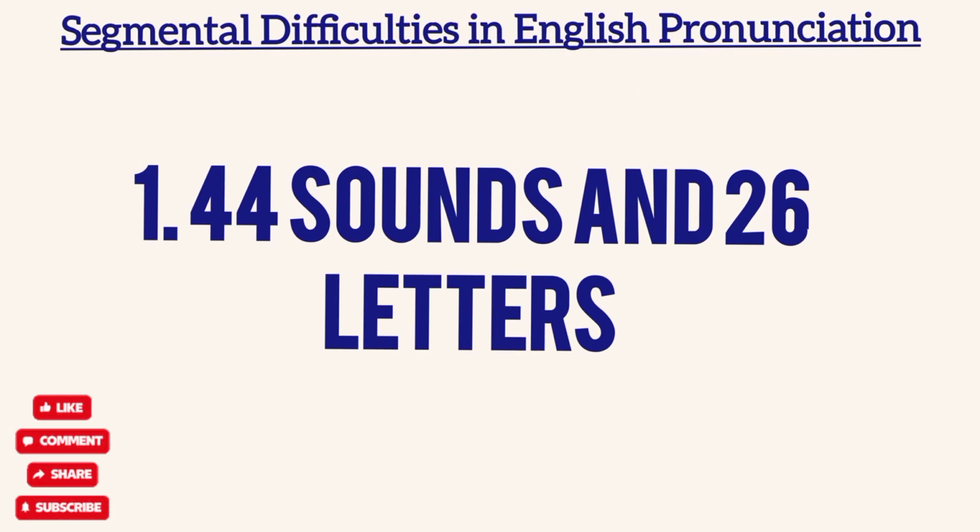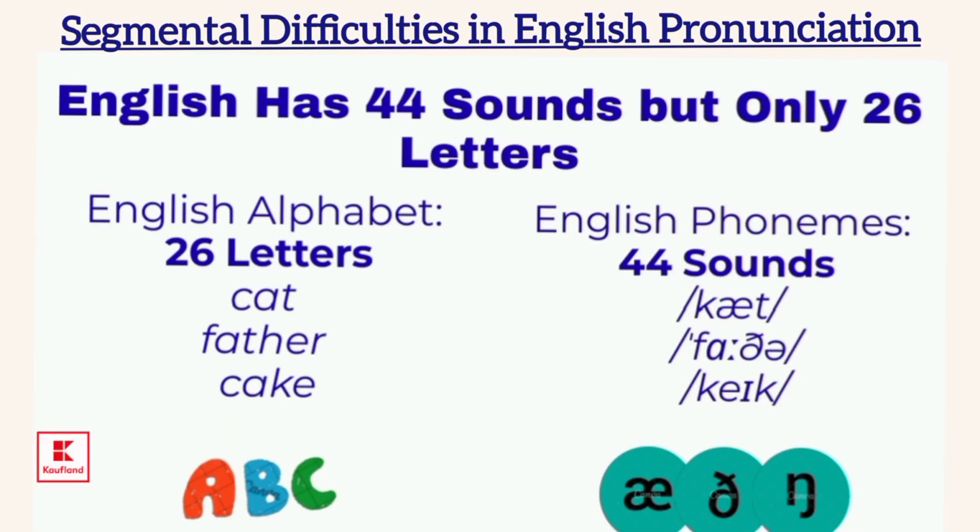1. 44 sounds and 26 letters. English has 26 alphabet letters, but it contains about 44 different sounds which are called phonemes. Because of this difference, one letter can represent several sounds. For example, the letter A has different pronunciations in the words cat, father, and cake. This difference between spelling and sound often creates confusion for learners.